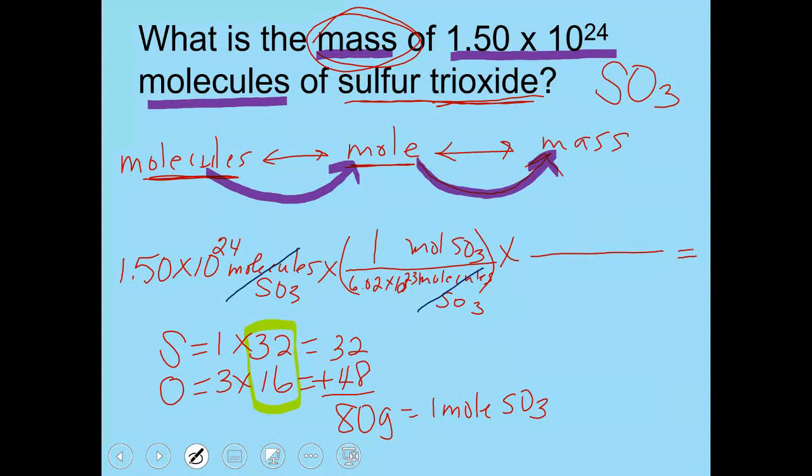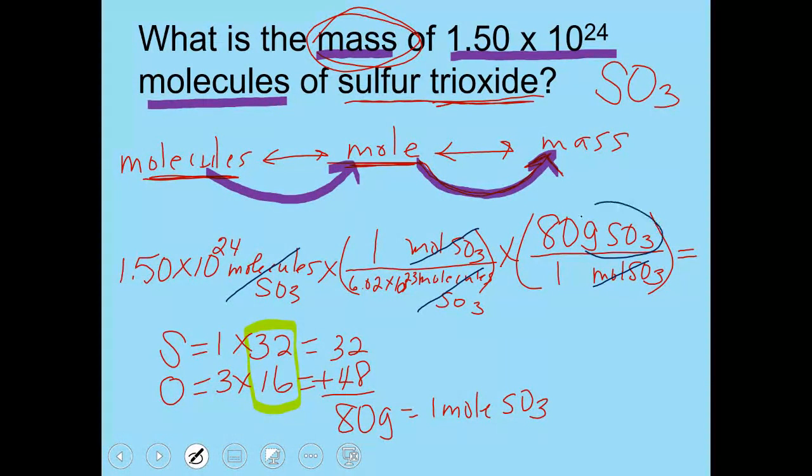We are trying to go from moles to mass. So I have to put the moles of SO3 on the bottom and the mass or grams of SO3 on the top. We know that there's 80 grams in 1 mole. Our moles of SO3 divide out, and the only label we are left with is grams of SO3.